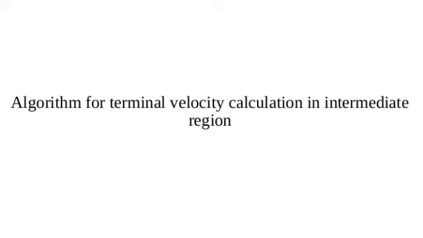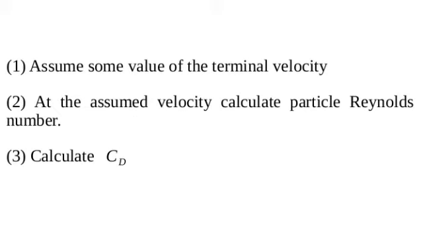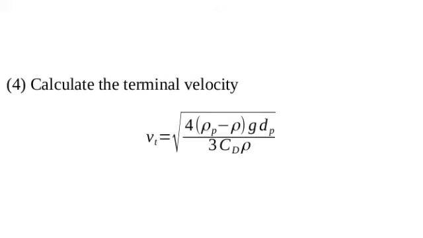Now the algorithm for calculating terminal velocity, and in our problem we have been given the intermediate region, so we will use the CD for the intermediate region. These are the steps. First step is, because you don't know the terminal velocity, so in this type of calculation you need to assume some value of the terminal velocity. The second step is, at the assumed velocity, calculate particle Reynolds number. And then in step 3, with this calculated Reynolds number, you will calculate the drag coefficient. The fourth step is to calculate the terminal velocity with the formula shown on the screen.